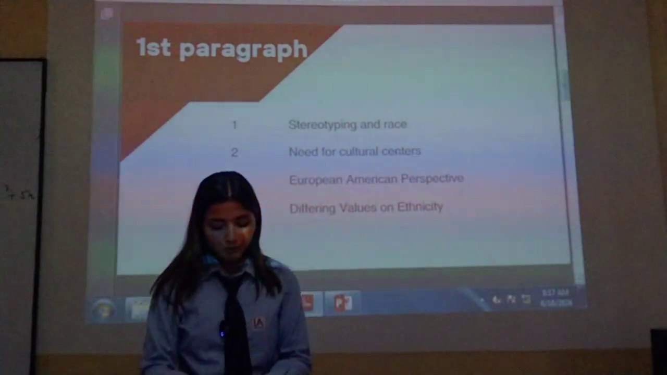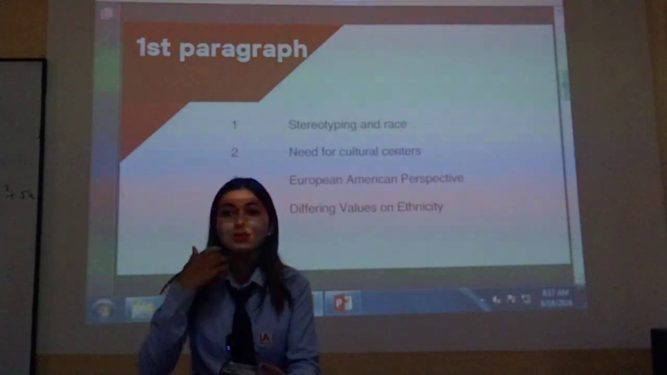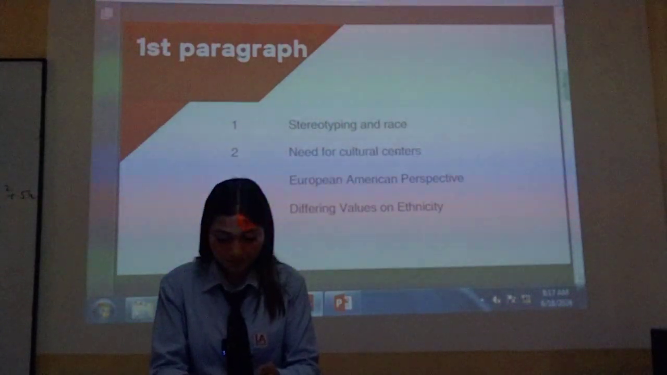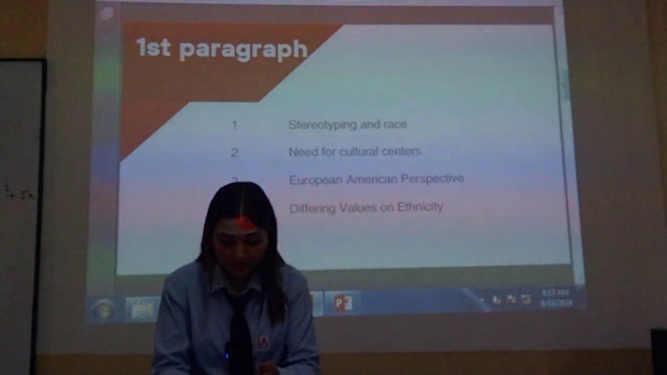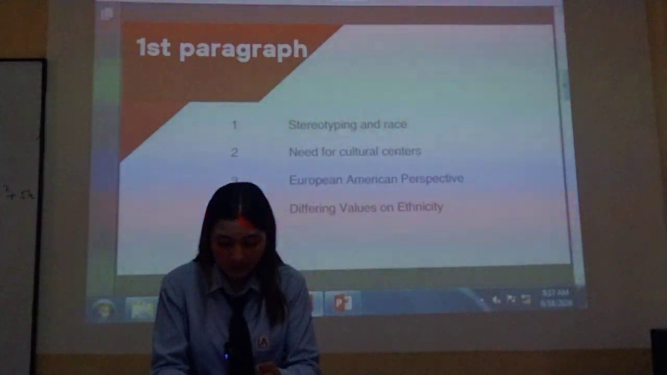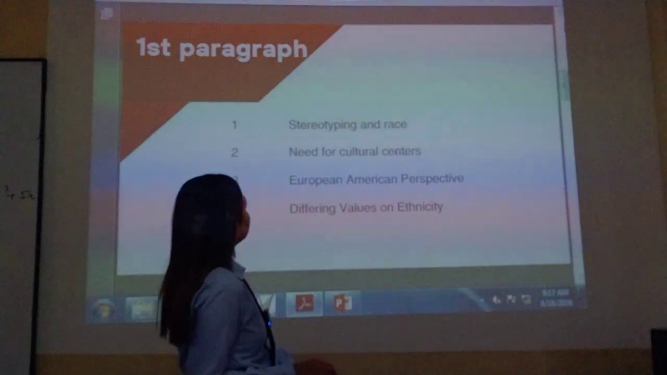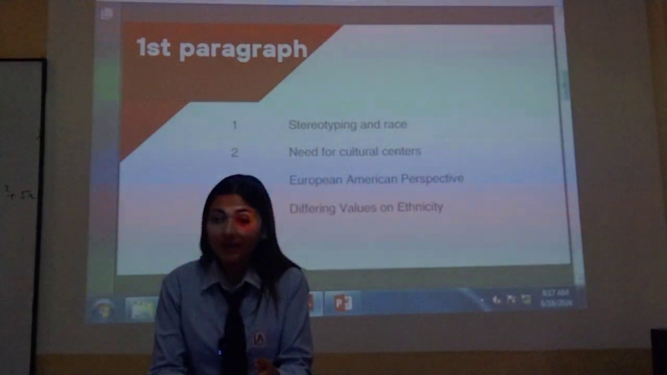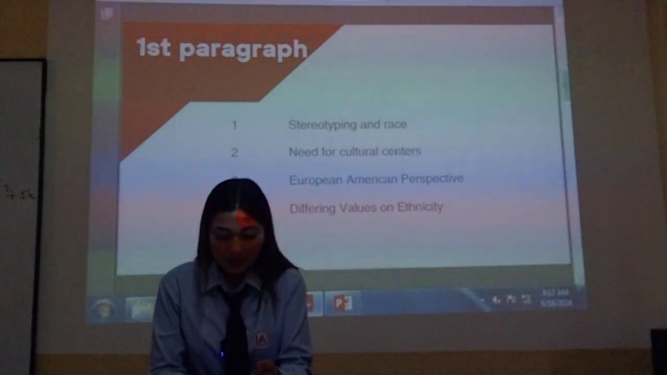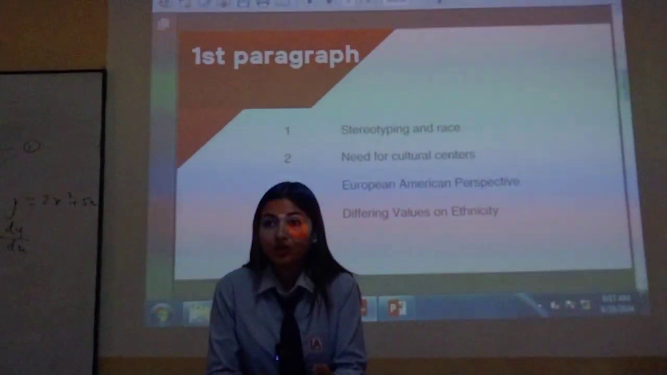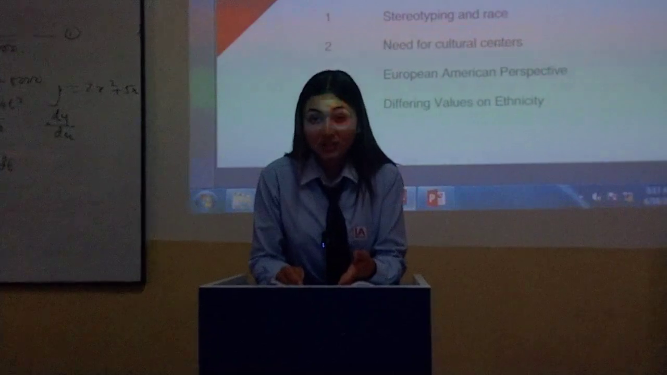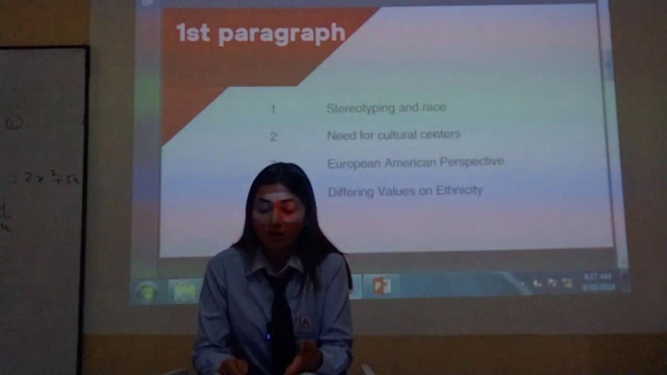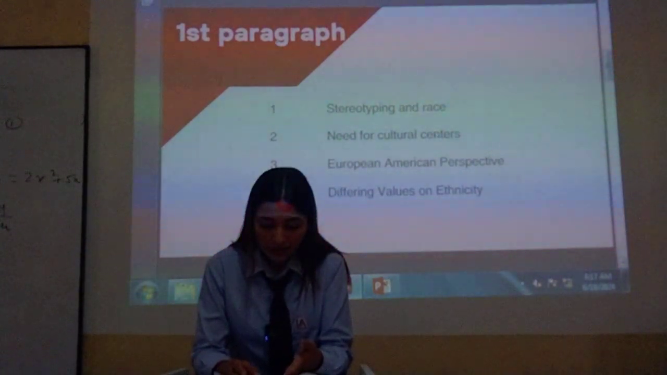So, the first paragraph discusses stereotyping and race, needs for culture centers, European American perspective, differing values on ethnicity. So first, stereotyping and race, let me make you clear about that. This means discrimination based on linking culture to ancestry or race leads some students to feel they need a separate culture center. And the need for culture center means students seek culture centers to feel safe and welcomed by others who share their cultural identity.